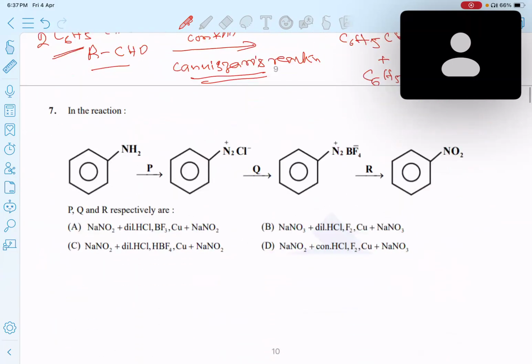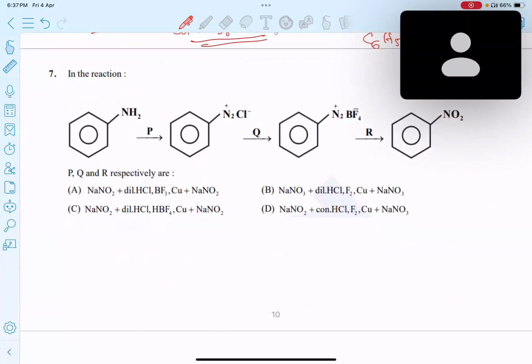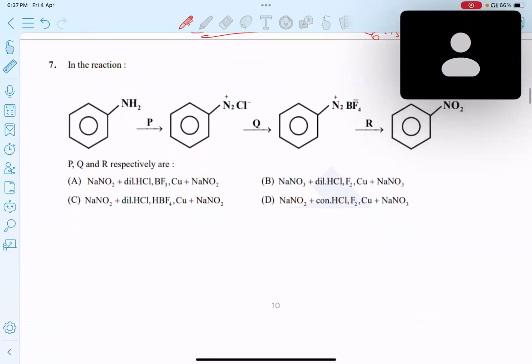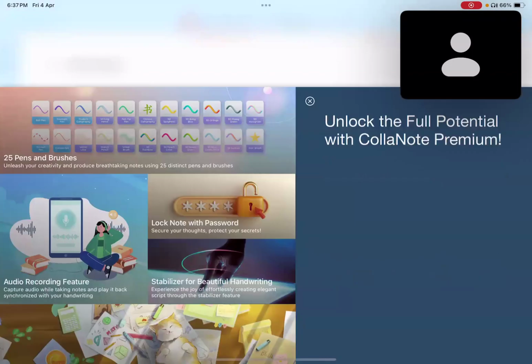Now let us move on to question number 7. In this question, a sequence of reactions is given, with intermediate products and final products also given. The reagents are not given. So I want to identify the intermediate reagents P, Q, R. The first reactant is aniline. The second one is benzene diazonium chloride.